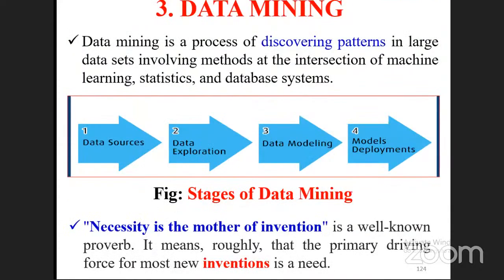Next, the third subject is data mining. Data mining is the process of extracting meaningful, interesting patterns from a large amount of data. There are 4 stages: data sources, data exploration, data modeling, model deployment. Next is the mother of invention, Han and Kamber. If you read their data mining and data warehousing textbook, the 2 authors did 10 years of research on the frequent pattern mining concept. They discovered very surprising items.